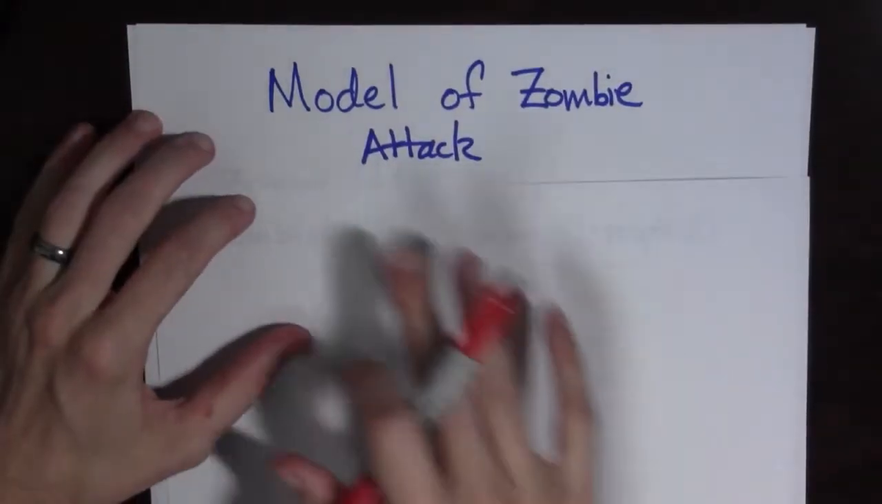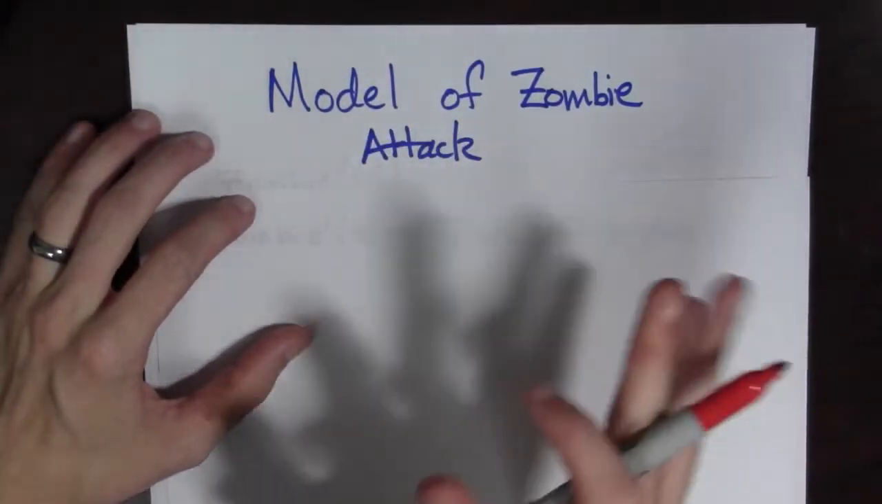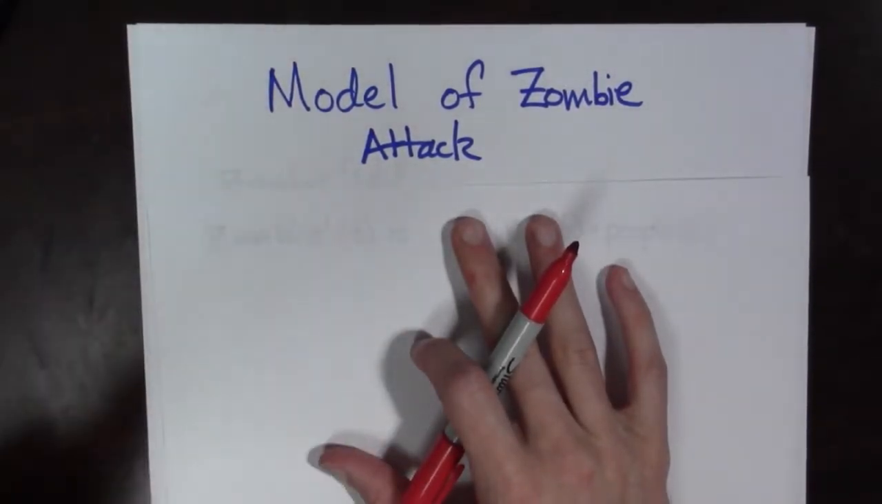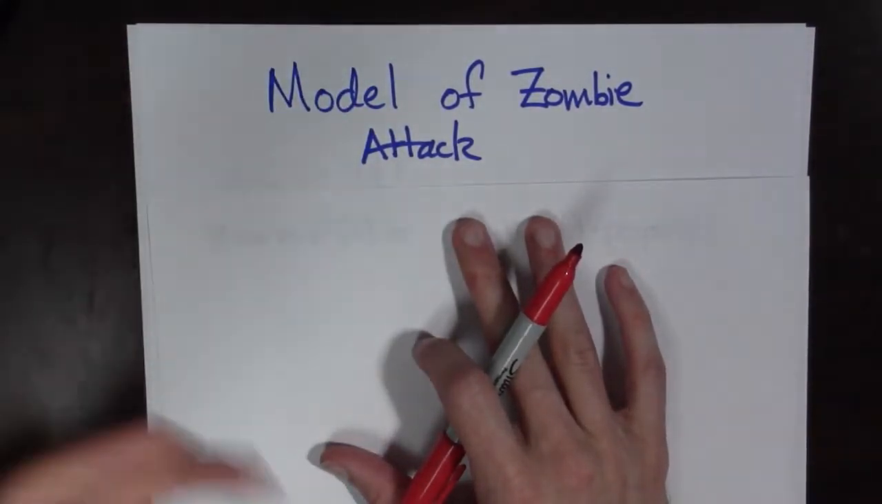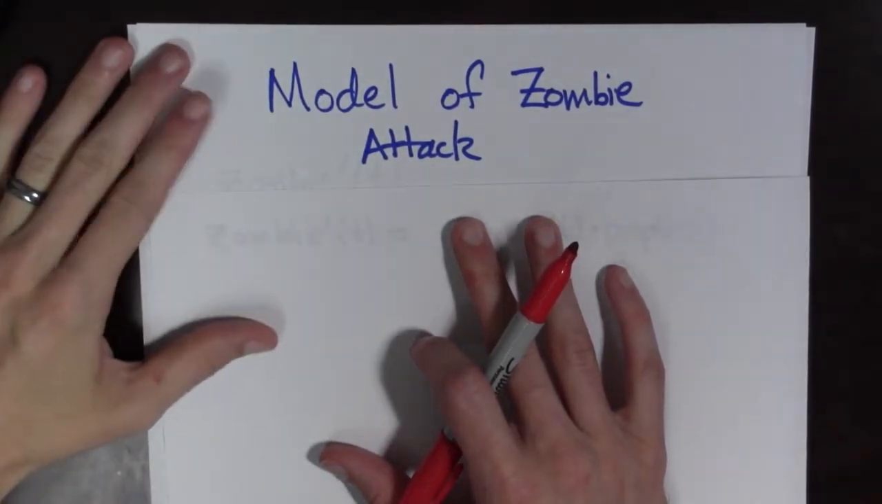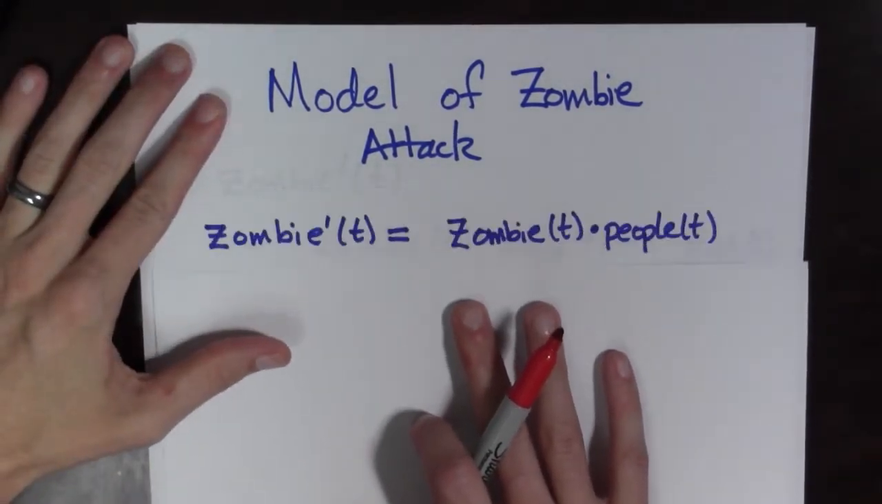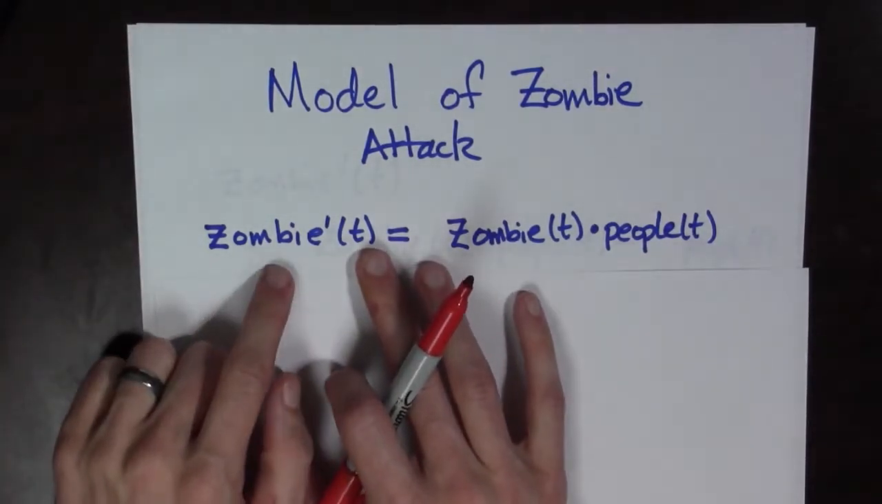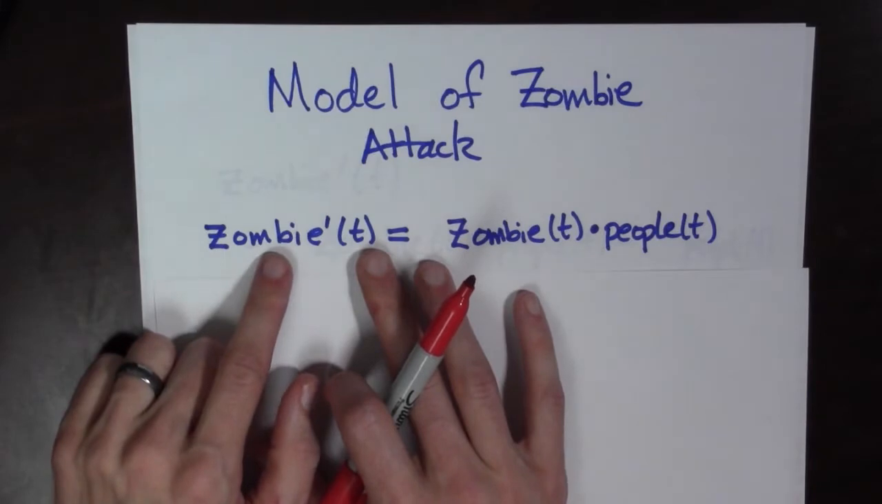So we're going to try to model the zombie attack somehow. And we're going to do this in stages. So we're not going to start off with a perfect model, but we're going to start off with a basic model and see where we can go from there. So let's start with zombie prime of t. So this is the rate at which the number of zombies is growing per hour.